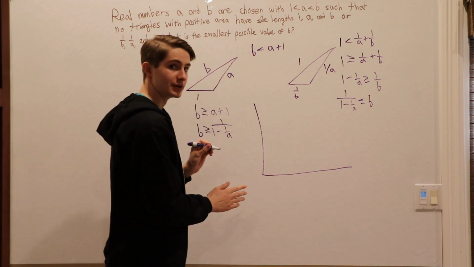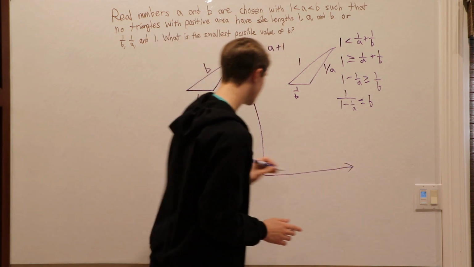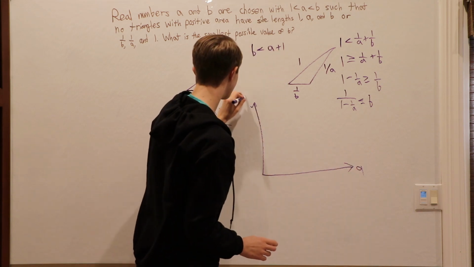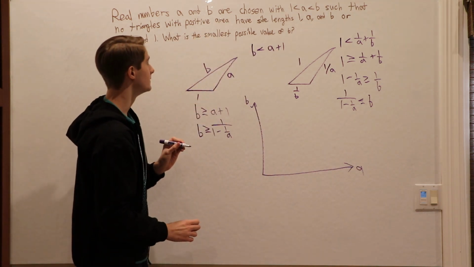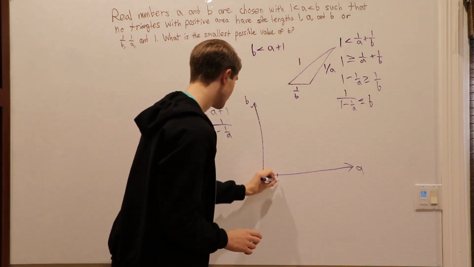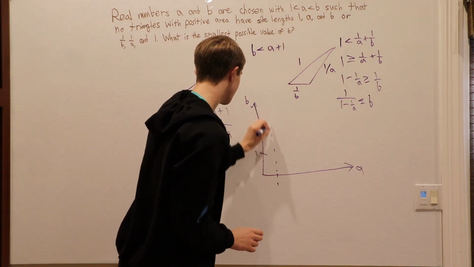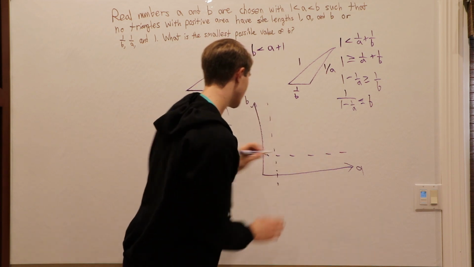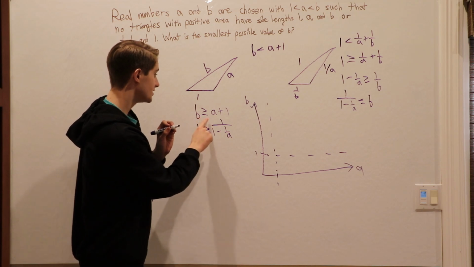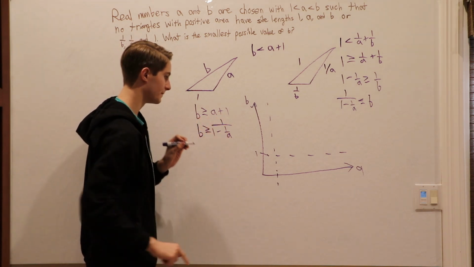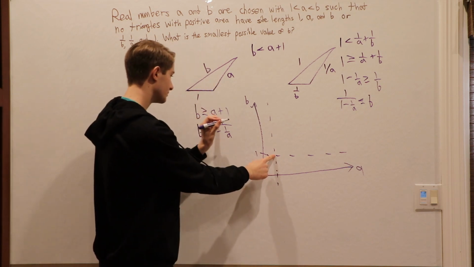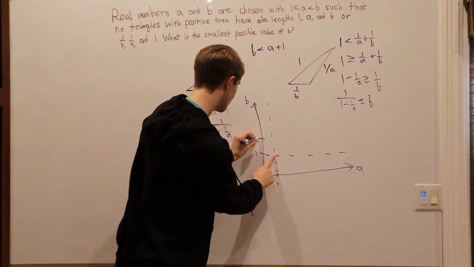So let's make a graph over here. On the horizontal axis, we'll put a, and on the vertical axis, we'll put b. Now we know that a and b both have to be greater than 1. So we'll put 1 here and here, and we know that a and b have to be in this area right here. First we have b ≥ a + 1. That means at a = 1, b is going to be 1 + 1, which is 2, right here.